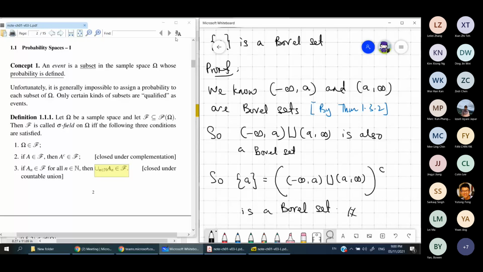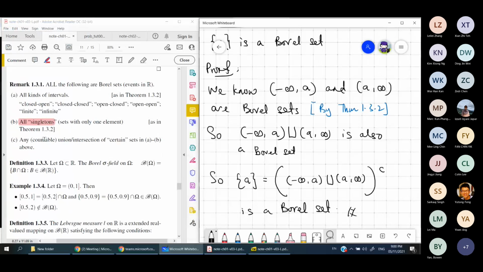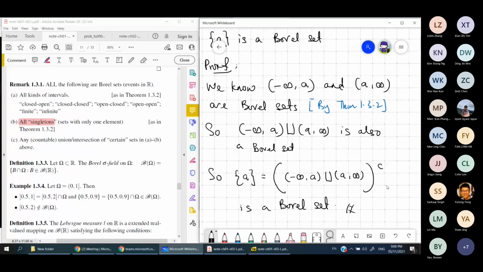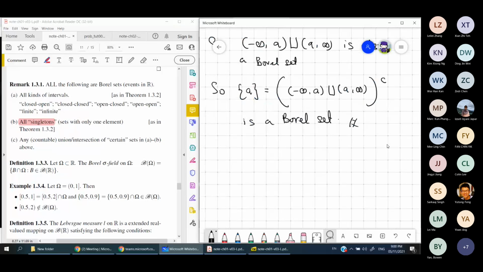So that's why we also have another interesting picture. Not only intervals, on top of that, all the sets with only one element must be a Borel set. And also any countable union or intersection of these must be a Borel set. So that means now we can see another picture, so then we can see remark part C.